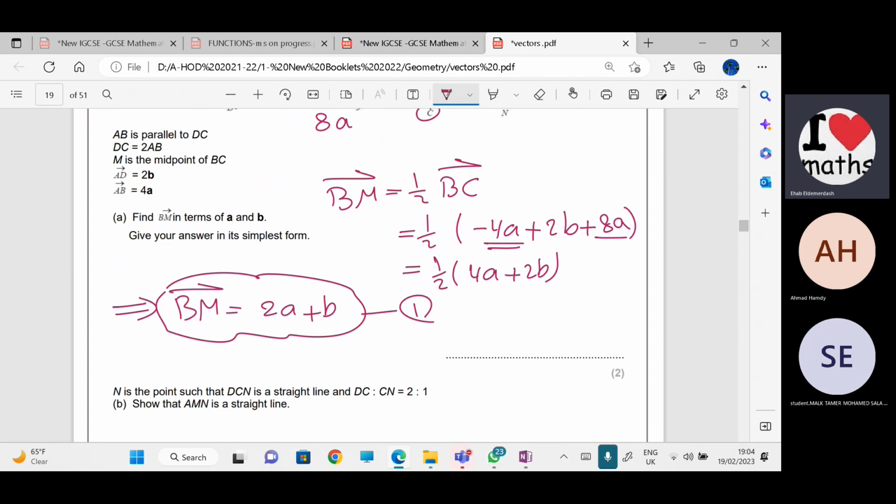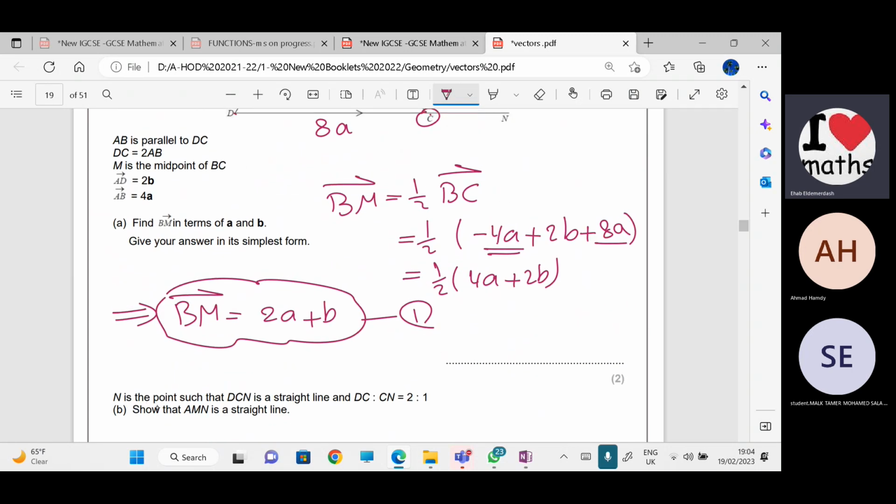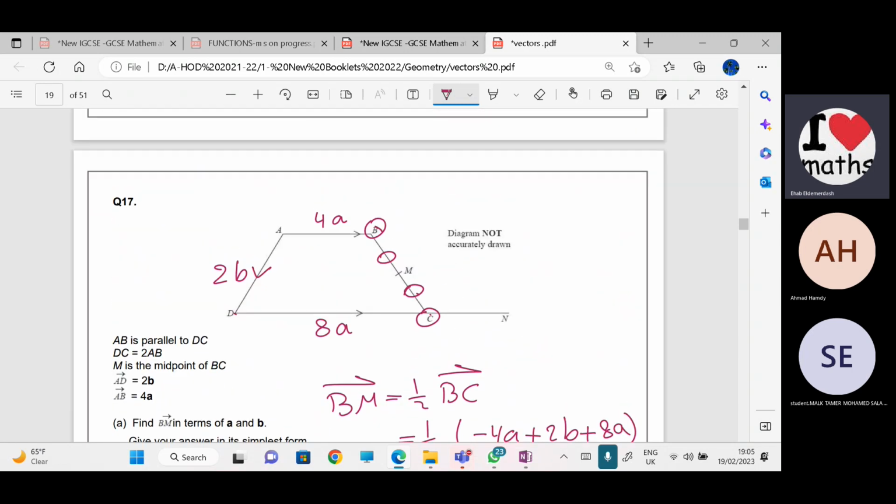هنا البارت الثاني بيقول لي ايه؟ N is a point such that DCN is a straight line and he is giving me DC to CN is 2 to 1. DC to CN is 2 to 1. What that means? هنا 2 parts هنا 1 part.